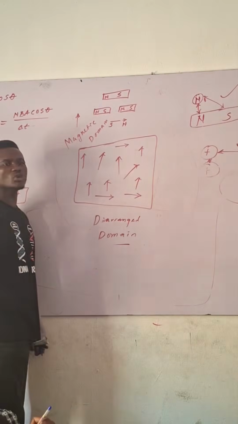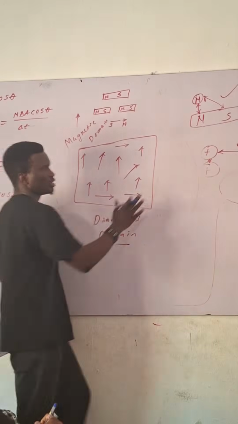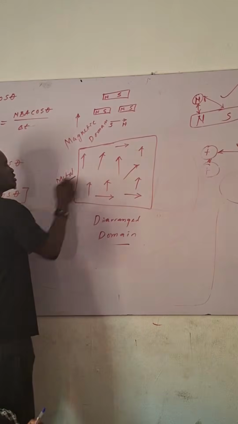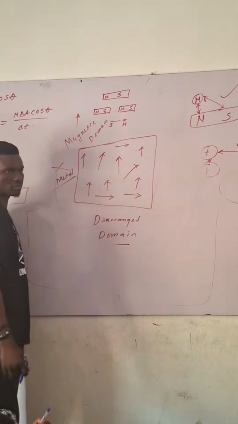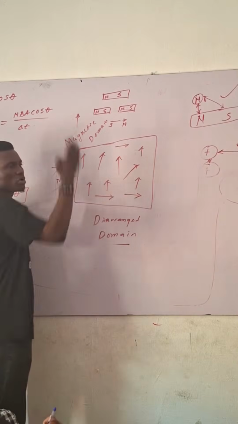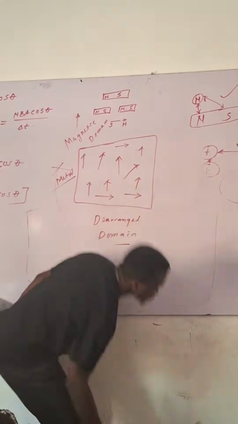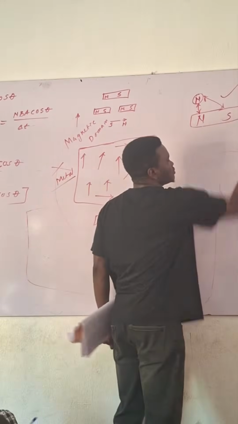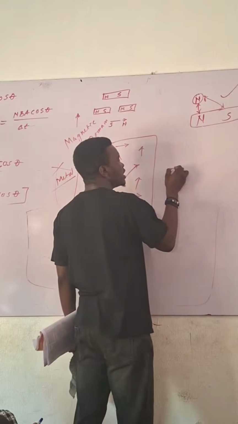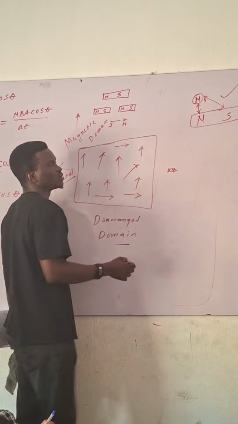Now, if you bring any metal close to it, it will not attract it, because all the magnets have cancelled out all their effects. But you can now rearrange, and that's what you do when you are doing magnetization.